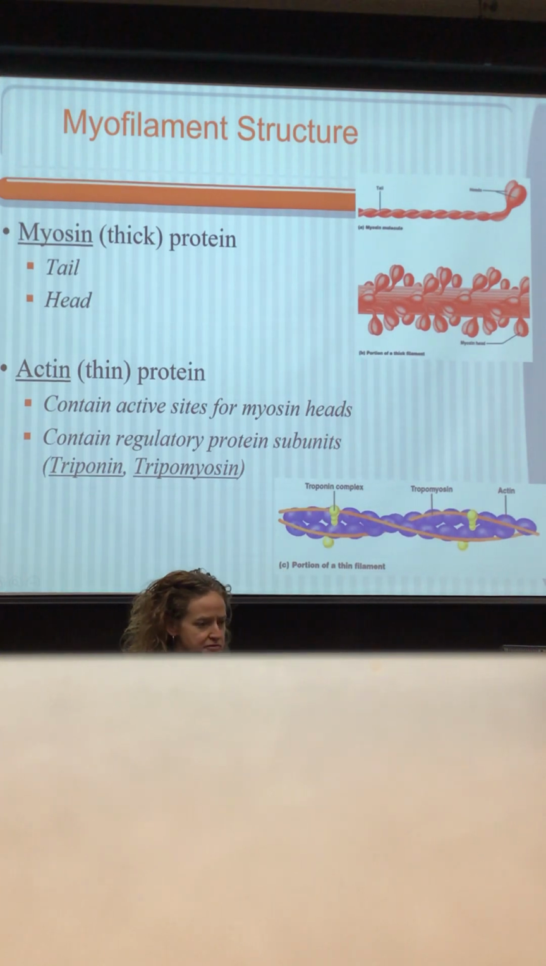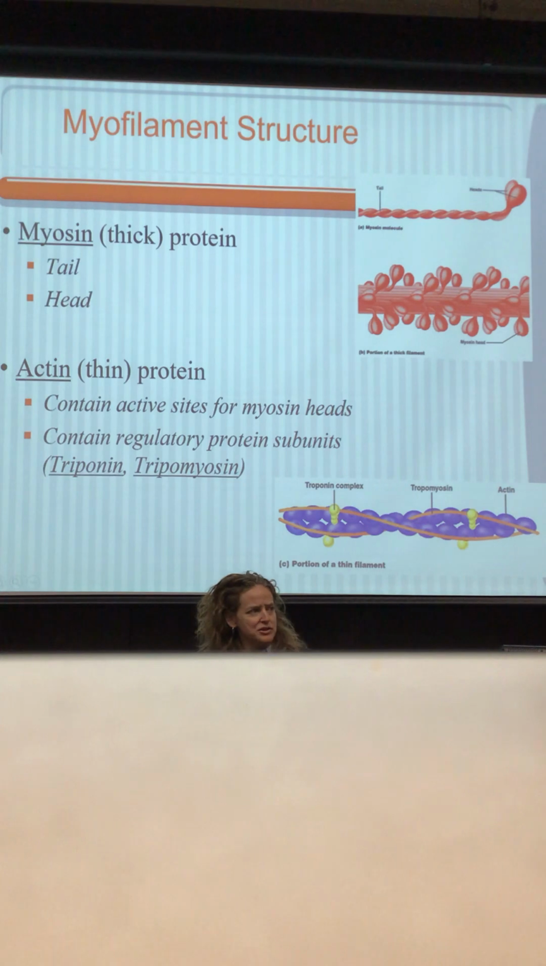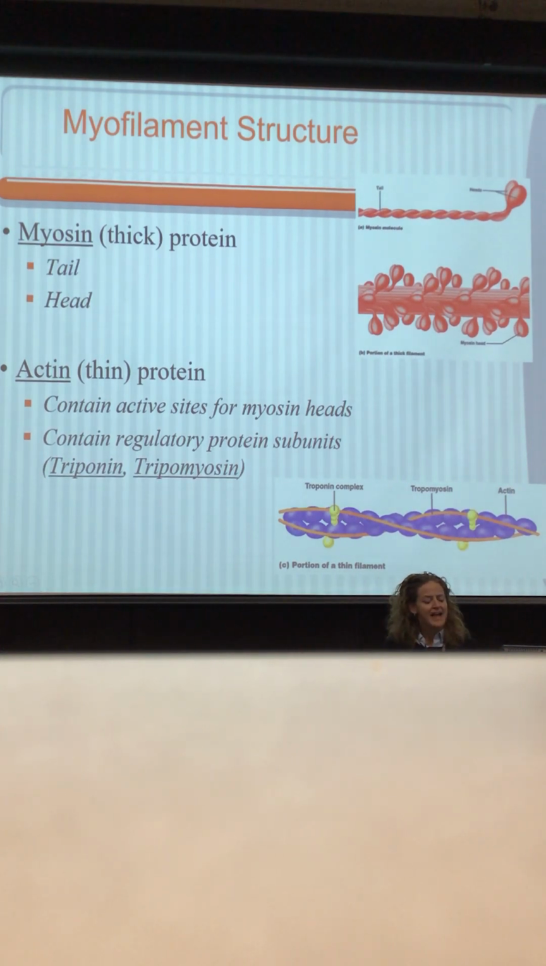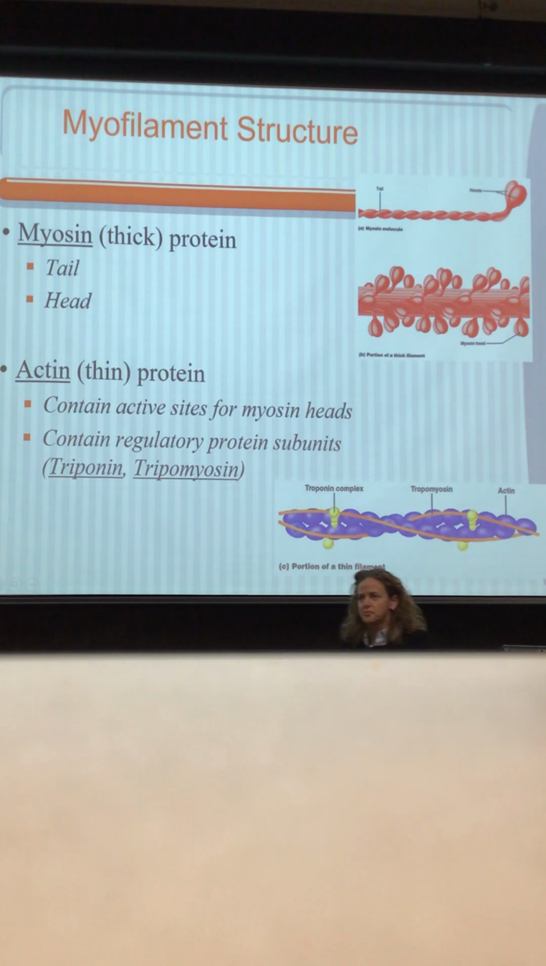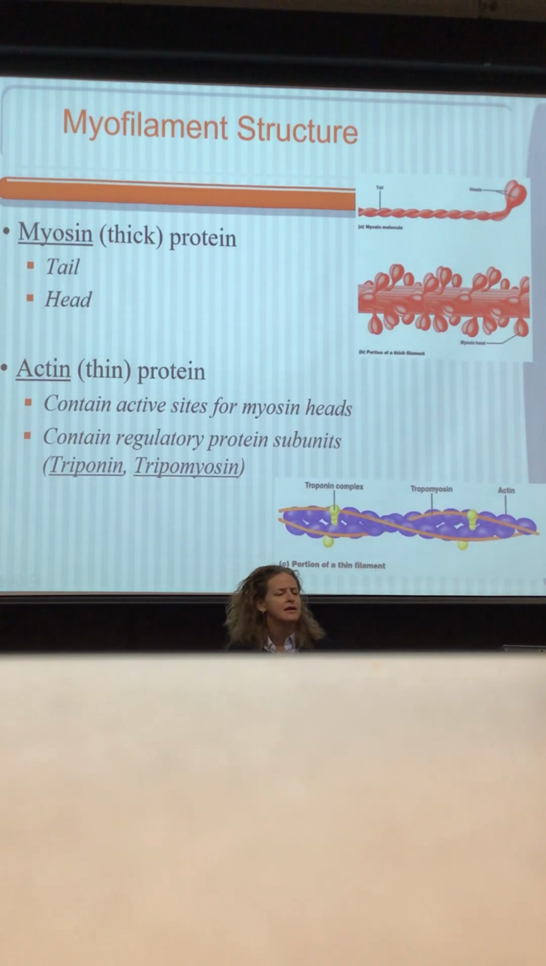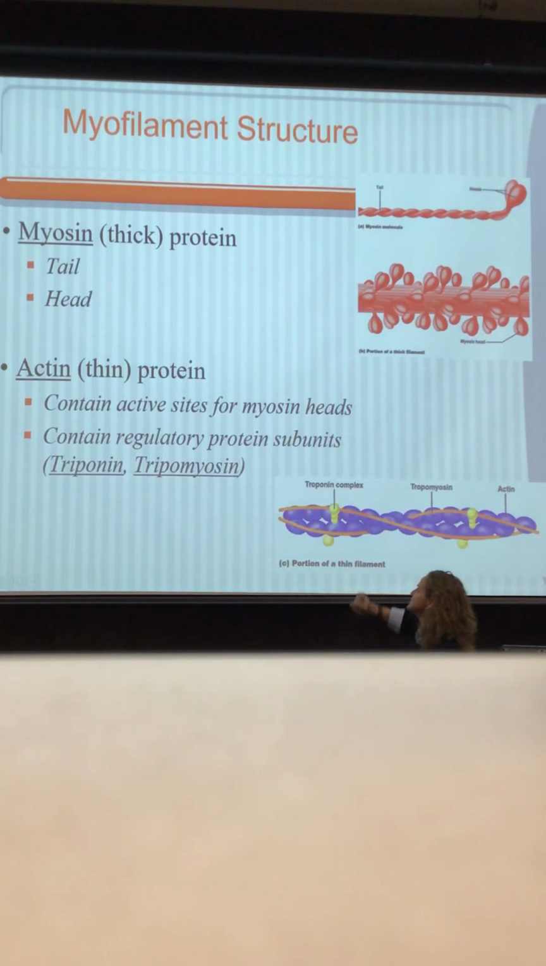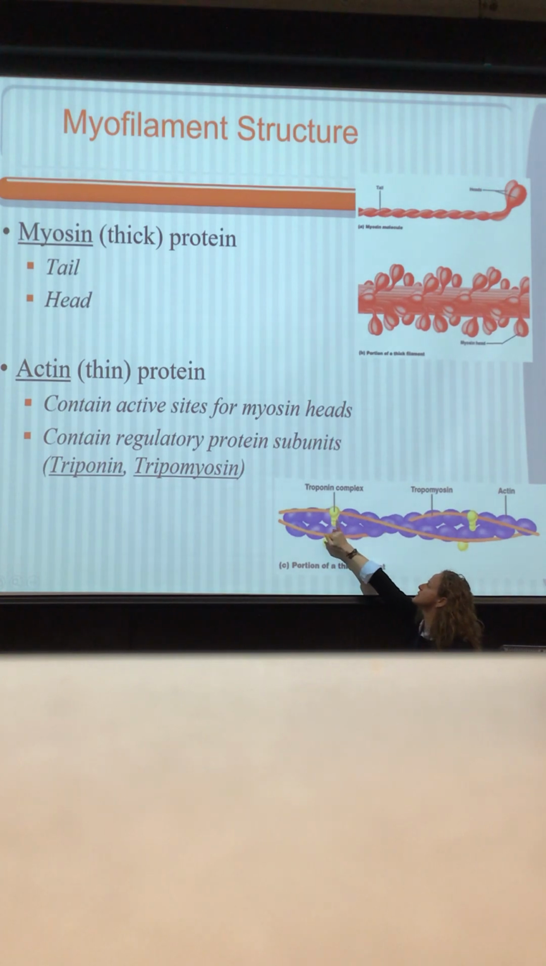So of the myofilaments, the contractile, smallest pieces of a muscle, actin is the thin one, myosin is the thick one. Actin tends to look like this. It's kind of two pieces braided together. Actin has these two subunits.